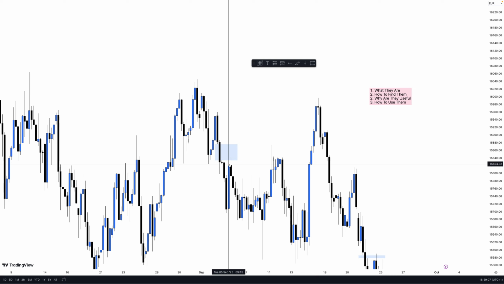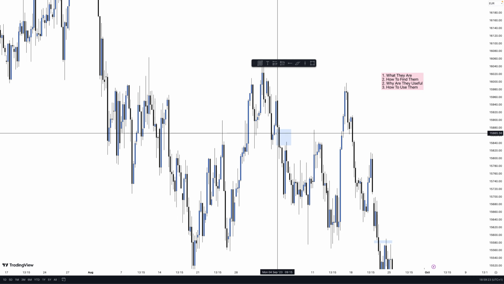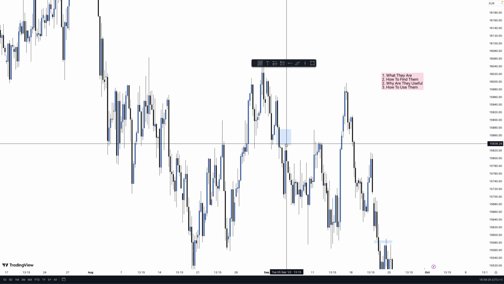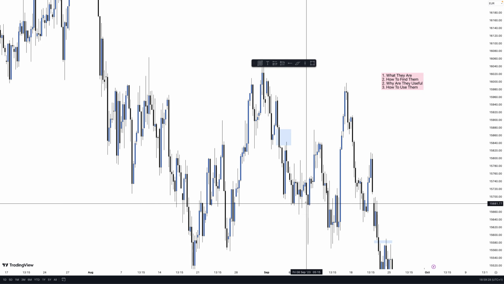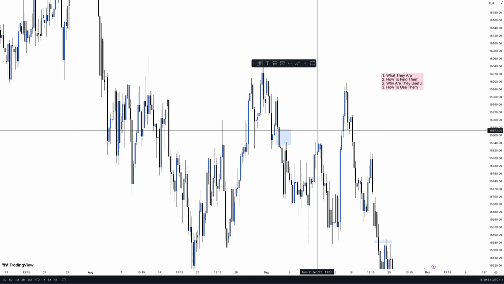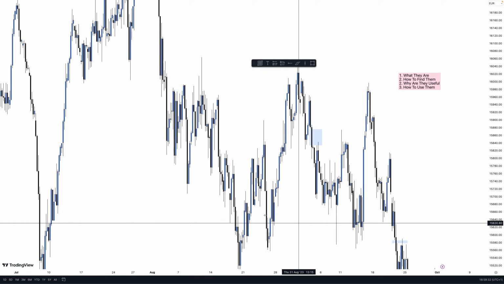So as you can see, price is running all the way down. Here's a POI, which is that imbalance. It touches that imbalance and then continues a little bearish trend down. It taps back up one more time and then it comes back down.